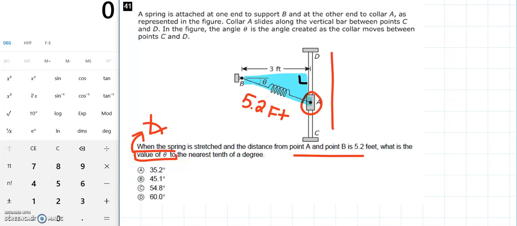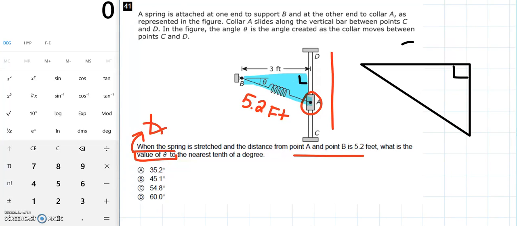If I redraw this right triangle so we can label in some measurements and what we're looking for, all right, here's my right triangle. I have my right angle here. I have this top distance being 3 feet. I have this hypotenuse being 5.2 feet. And my goal is to find the measure of this angle, theta. I'm going to be using trig. Trigonometry is the only thing that can help you find an angle measure when all you have is side lengths. So you have to use trig.